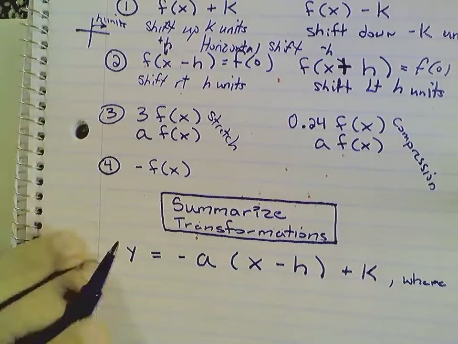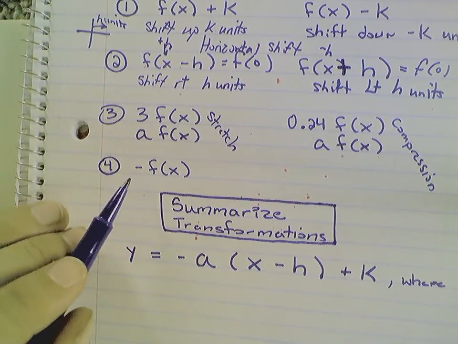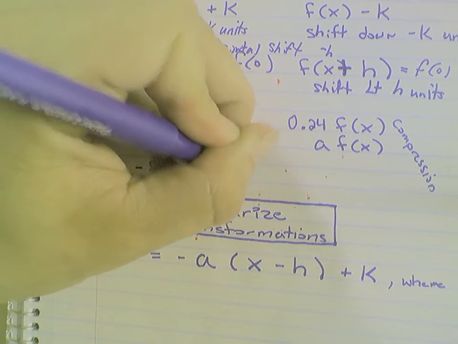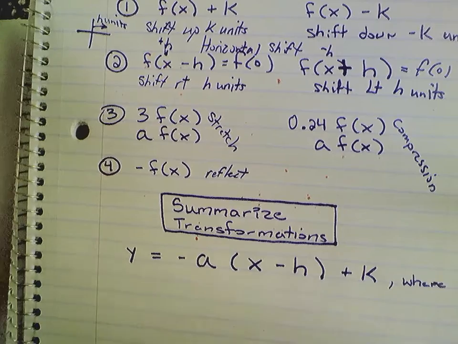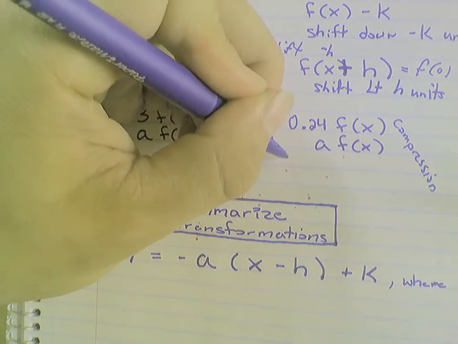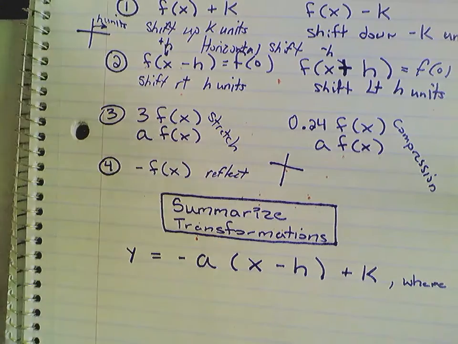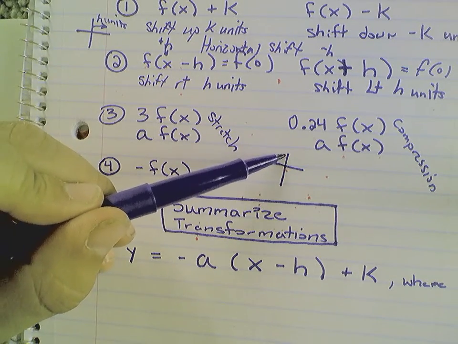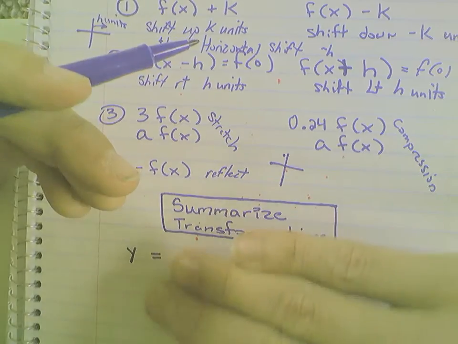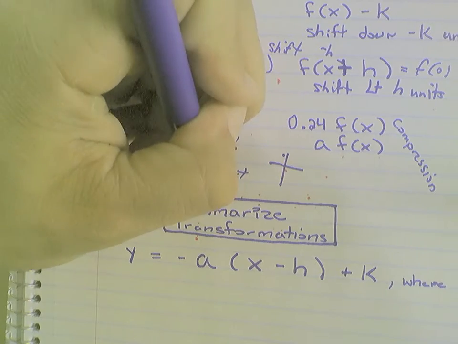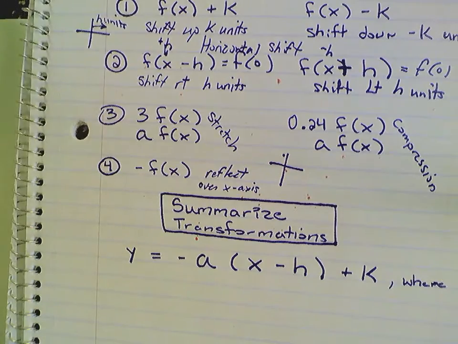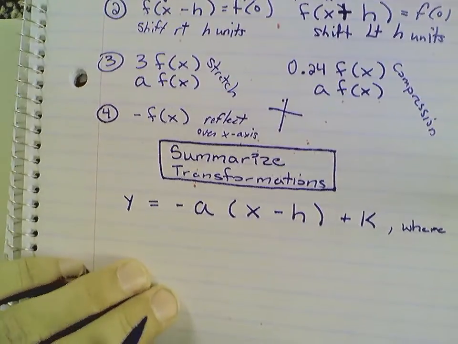The last transformation we have is a negative out front. If I put a negative out front, it'll reflect me over the x-axis because it's going to change the y values. So if I had a coordinate plane, it's going to take all the points that were up here and reflect them down, just flipping me over that x-axis. So this is going to reflect over the x-axis.